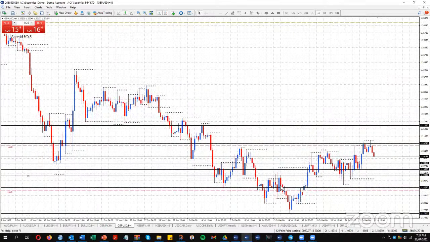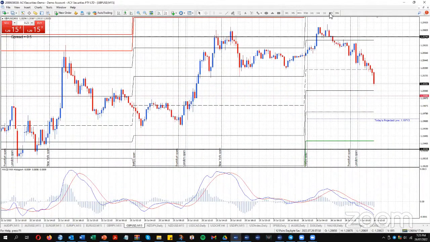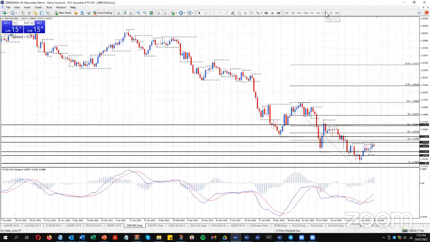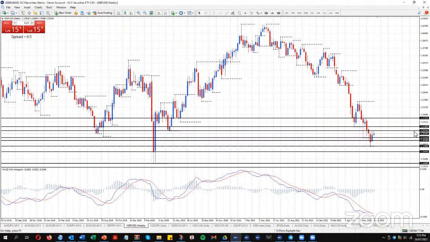All right, pound dollar. I'm going to go to my other charts for the pound dollar. All right, 120.74. You'll need to go to your weekly chart to find it. It's a previous low over here that we've moved down and below as price has been moving down.